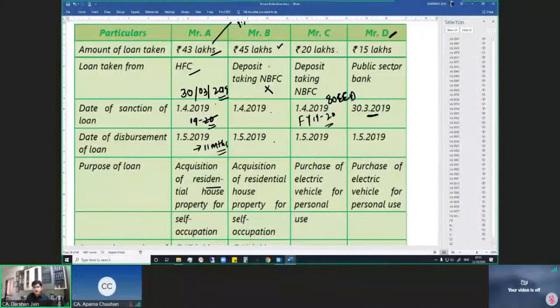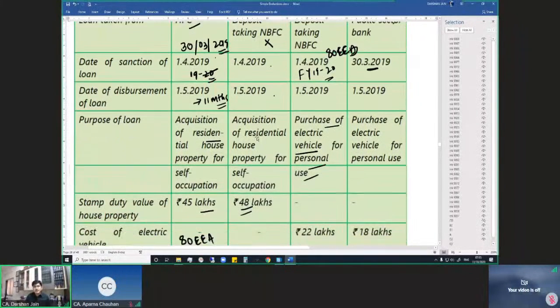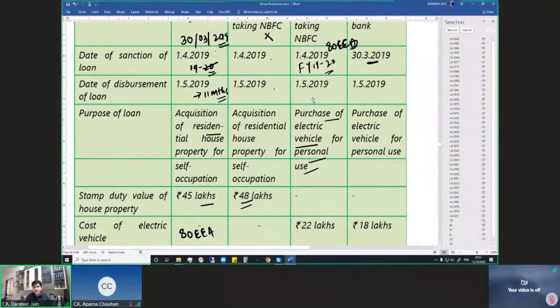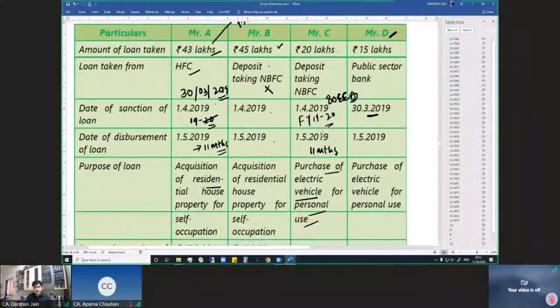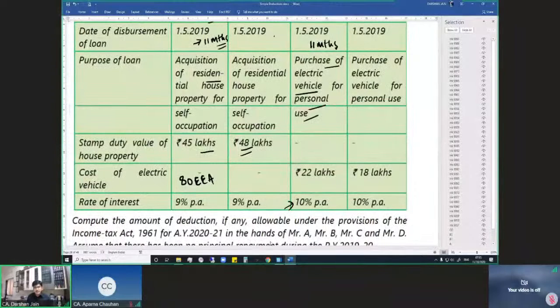80EEB. He has purchased an electric vehicle for personal use. Since he has bought the electric vehicle for personal use, he's not claiming deduction under the head of business or profession or under any other head of income. Therefore, he'll be eligible for the entire amount. He'll be eligible under 80EEB. Again, the loan is obtained for 11 months during the year. So 20 lakh rupees for 11 months at the rate of 10%, subject to a maximum. So the cost of the electric vehicle has got nothing to do with the deduction. Subject to a maximum of rupees 1,50,000.